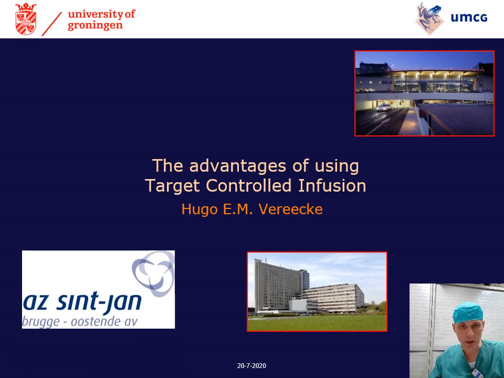So today we are going to talk about the advantages of using target-controlled infusion. Target-controlled infusion is a computer-controlled way of drug administration, and the computer calculates the dose and the subsequent continuous infusion based on a pharmacokinetic model in order to predict the plasma concentration, or a pharmacokinetic-dynamic model in order to predict an effect site concentration.